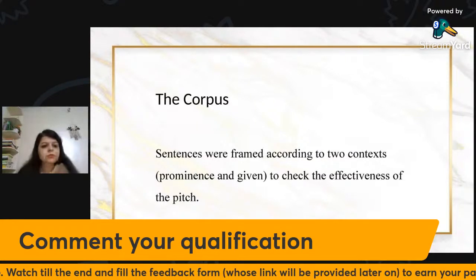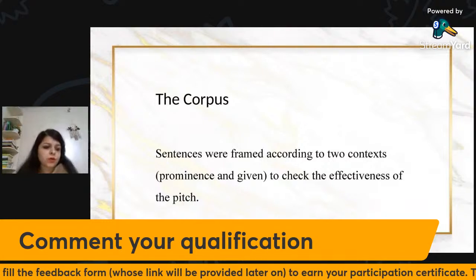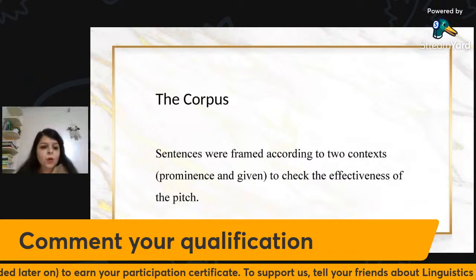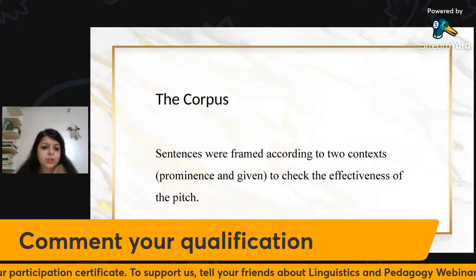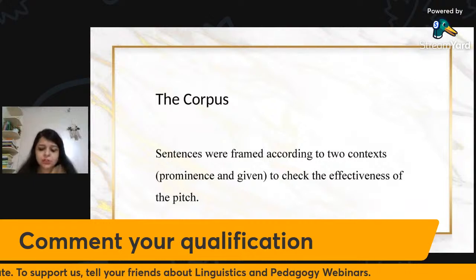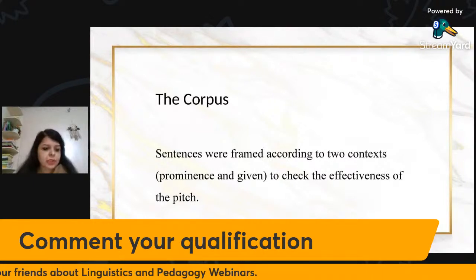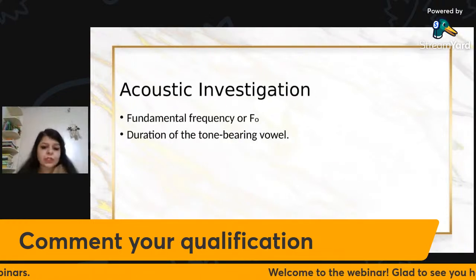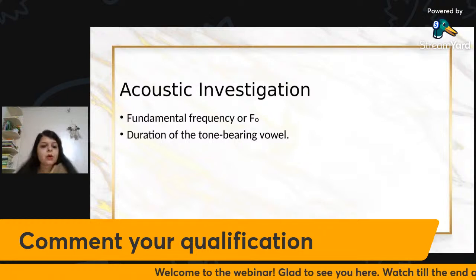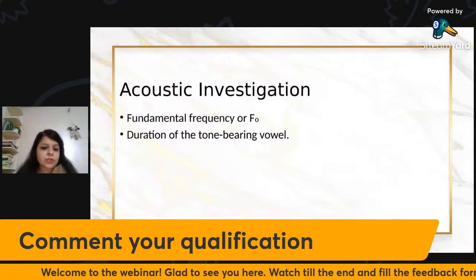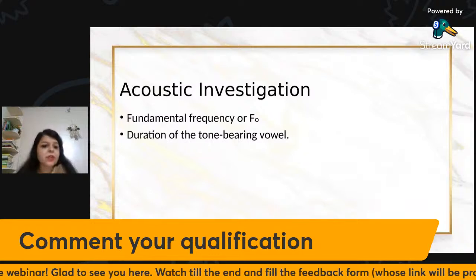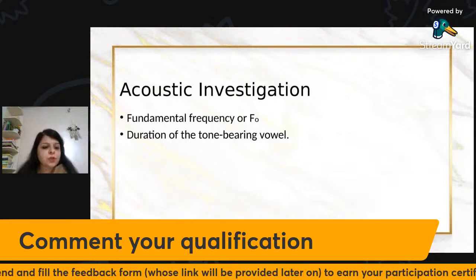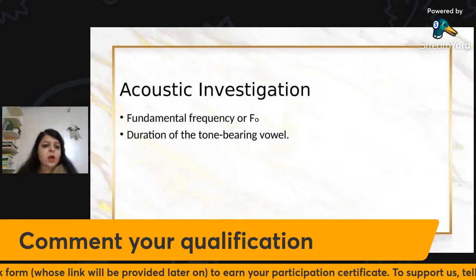Now, for conducting this work, I had already prepared, as I've told you earlier, sentences according to two contexts, prominence and given, to check the effectiveness of the pitch. This was just to make sure that in the given two contexts I'm getting the same responses, and I got the same responses, and I'll be showing those through the illustrations also. So I could find the acoustic investigation of fundamental frequency and the duration of the tone bearing vowels.